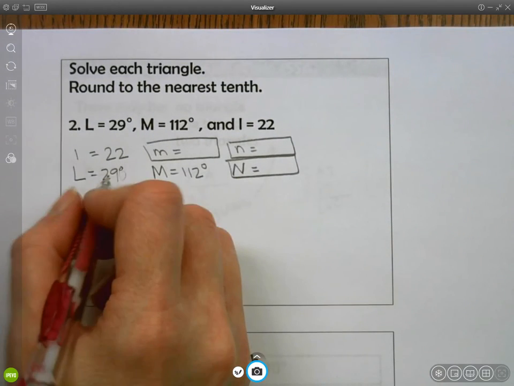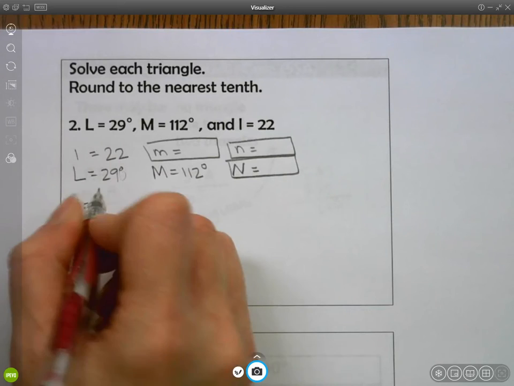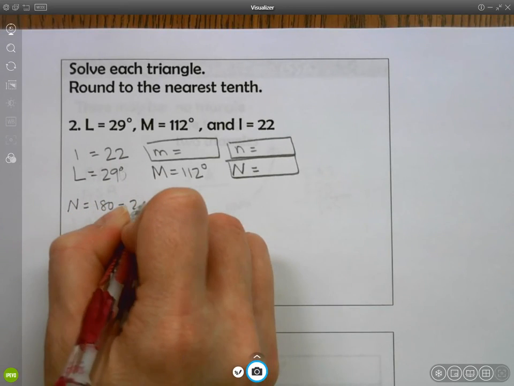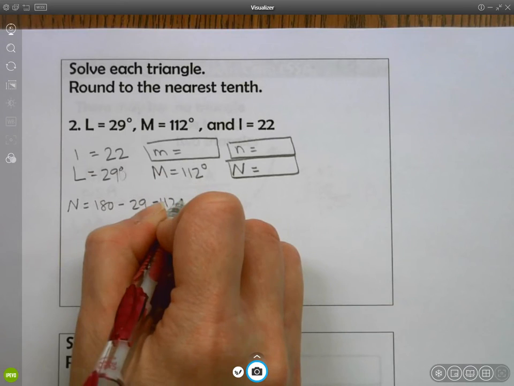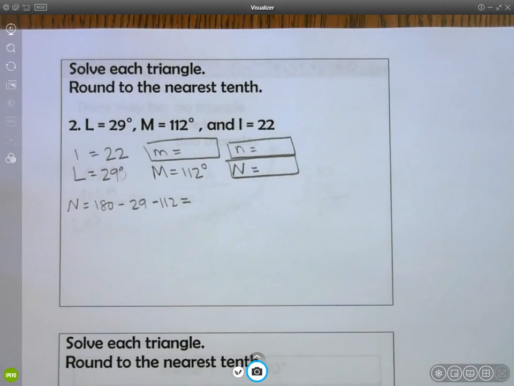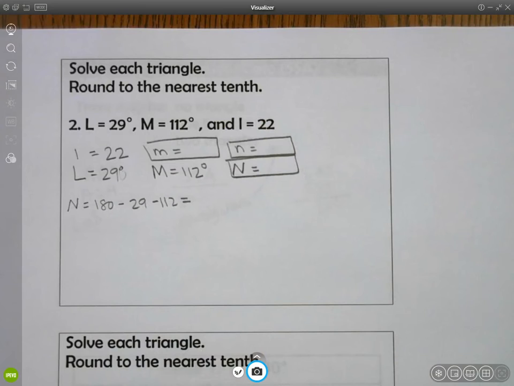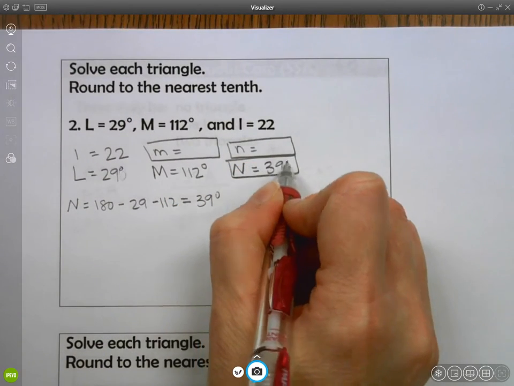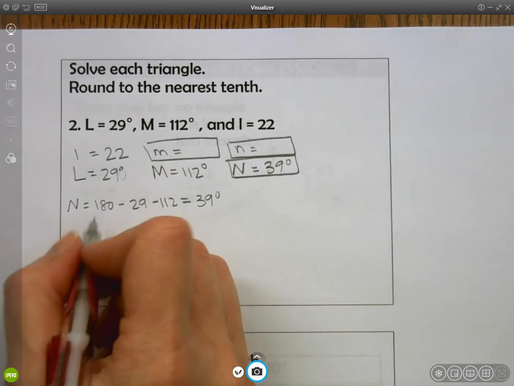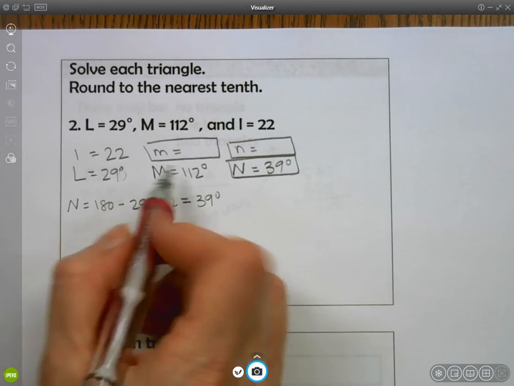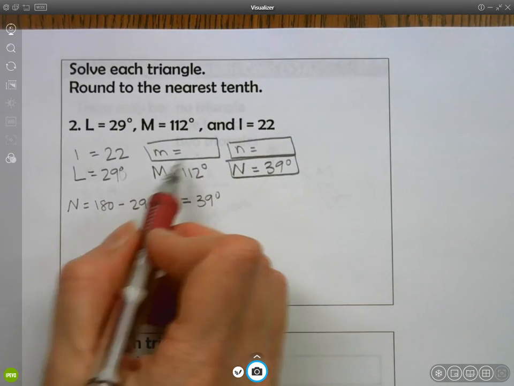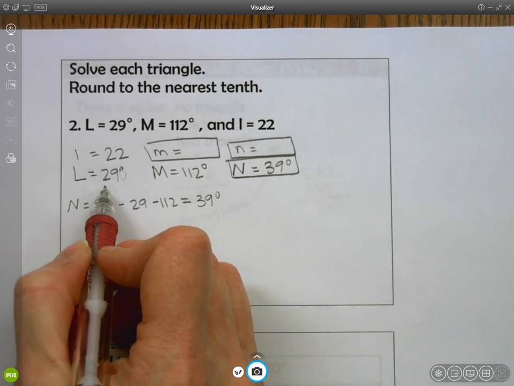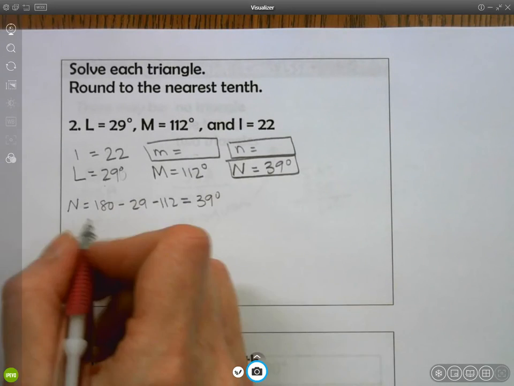Alright, so let's see if we can figure out that other angle. Whether you had a name for it or not, you should have been able to understand that you were going to subtract both of those from 180 to come up with what we need that other angle to be. So 180 minus 112 minus 29 is 39. Alright, so now setting up our law of sines, we're going to find side M first because this is the matching pair we were given. And then we'll go back and find n.